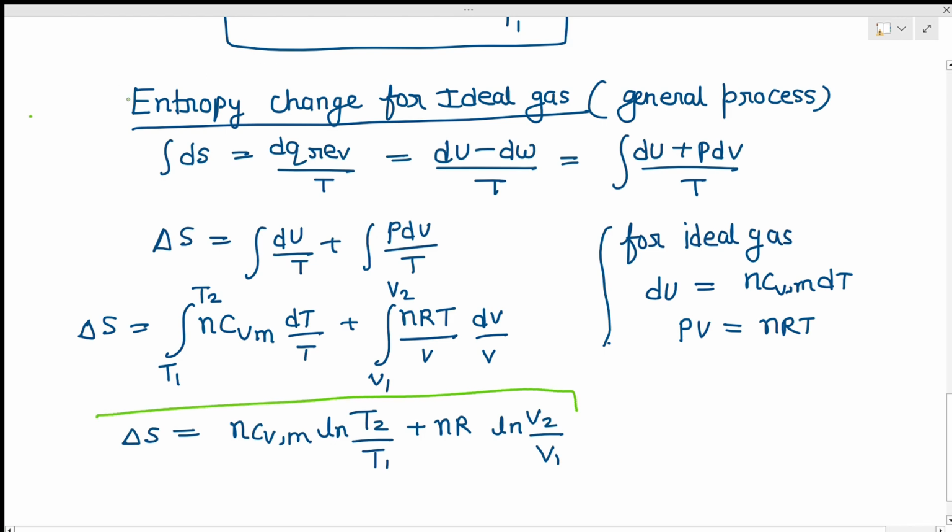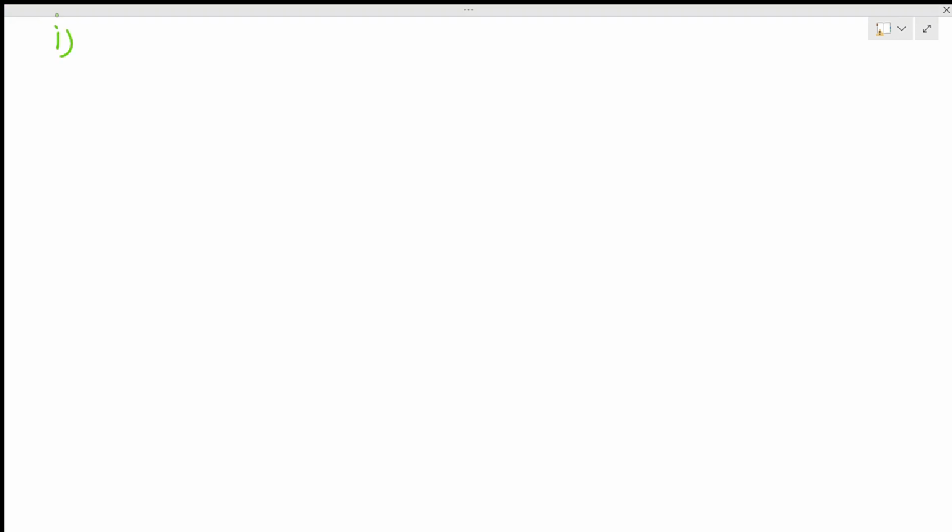Okay, in general cases, whenever you are given nothing specific and you have to find out the entropy change, or you are given the ideal gas, or you are given a general process, then you have to use this formula. Okay, now see the conditions. In the ideal gas case, you will see the conditions. The first condition is the entropy change for an ideal gas in an isothermal process.